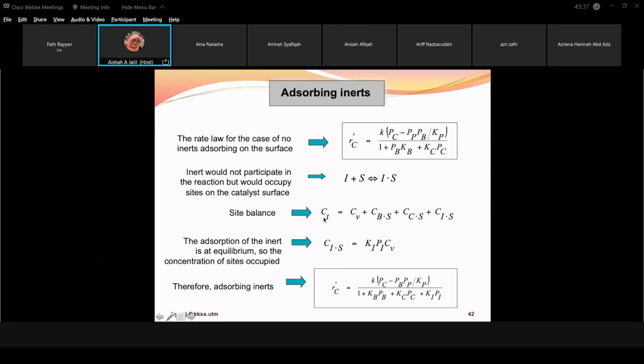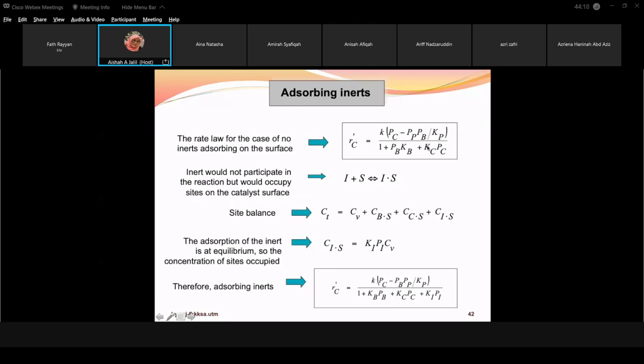if inert is present, you have to consider not only the species for the reactants and products, but also the inert for the CT equation, and for the site balance. Please remember this one. And then the adsorption of the inert is at equilibrium, so the concentration of sites occupied by the inert, C_I·S, becomes like this. Therefore, with adsorbing inerts, the rate law becomes like this.